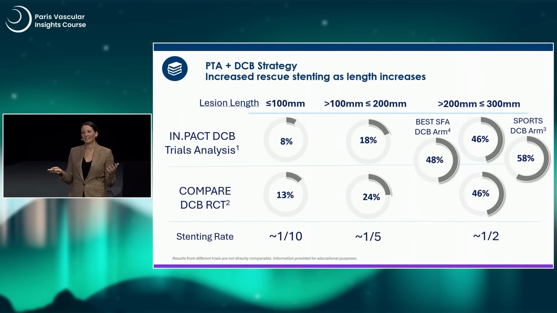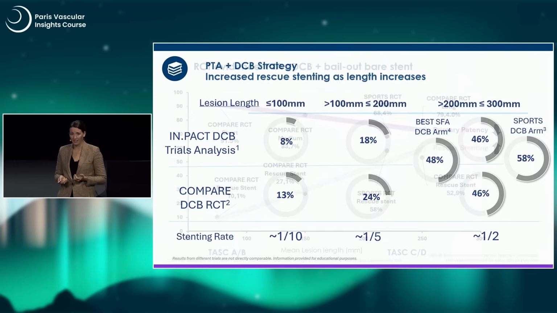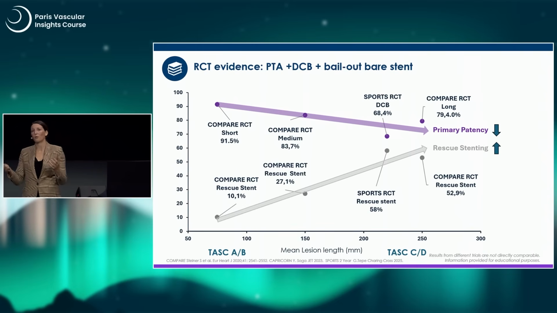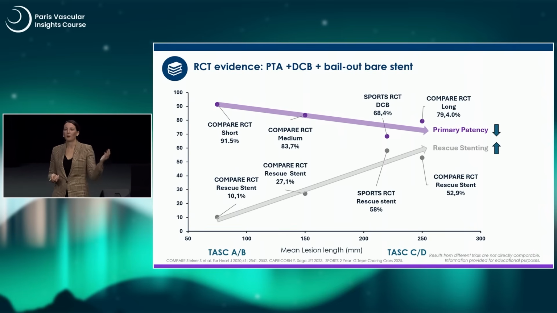So then the question is, if we have that kind of problem, how much stenting are we going to put? And the thing is, if we look at the results, the longer the lesion, the higher the rate of rescue stenting. And if the lesions are more than 20 centimeters, it's 1 out of 2 patients who will actually need rescue stenting. And if we look at rescue stenting, you would have thought that by adding a stent, you would improve primary patency, but actually, the primary patency still goes down. So maybe in a long lesion, DCB plus rescue stenting is not doing that well.